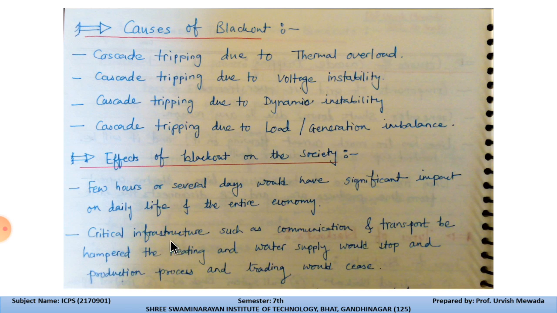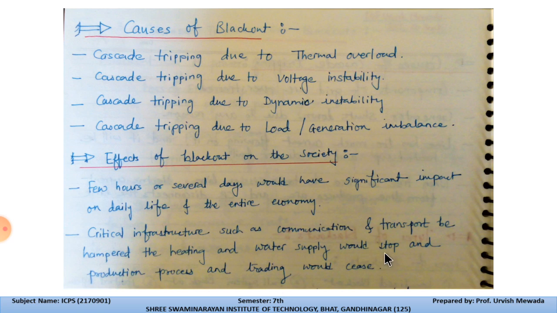And transport will be hampered, the heating and water supply, meaning water supply and other transportation will also be affected due to the power supply cut. Because there is no communication, we cannot transfer anything to the needy places. Supply would stop, and production and trading would cease. So these are the very important sectors which really require electricity.